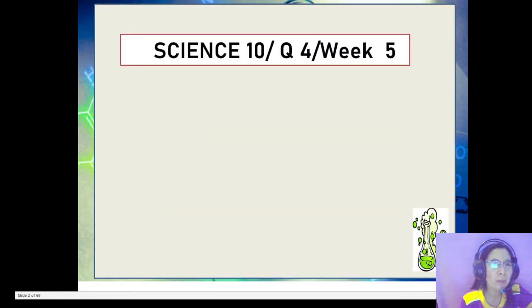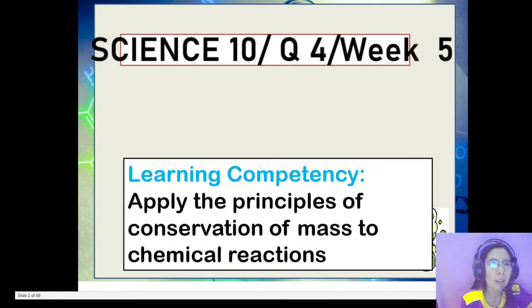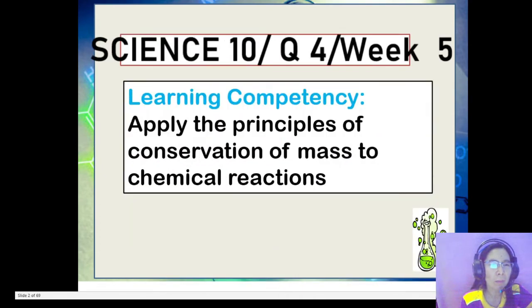This video focuses on Science 10, Quarter 4, Week 5, with this learning competency: Apply the principles of conservation of mass to chemical reactions. With this learning competency, we have 6 objectives. I would like to request everyone to please try to read with me the 6 objectives for this video lesson.